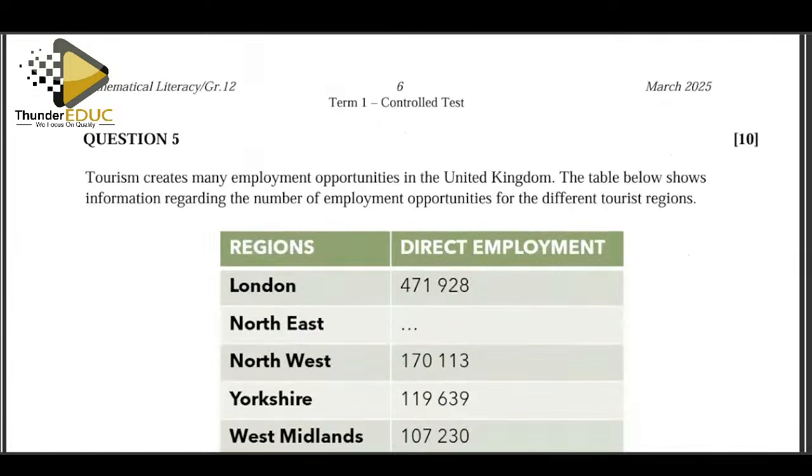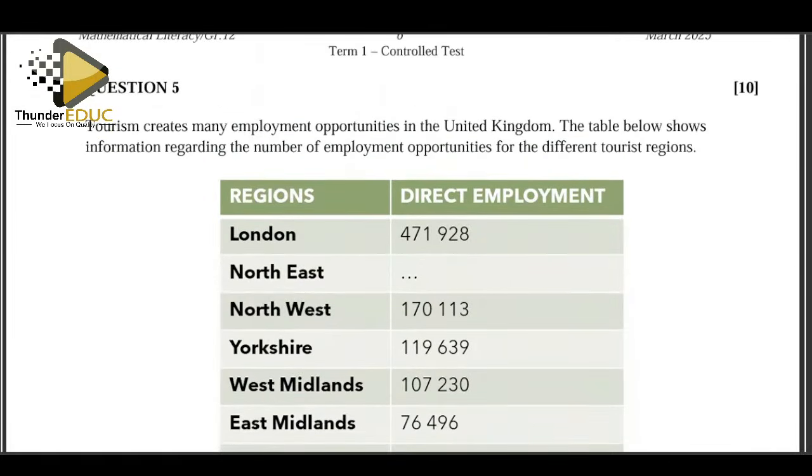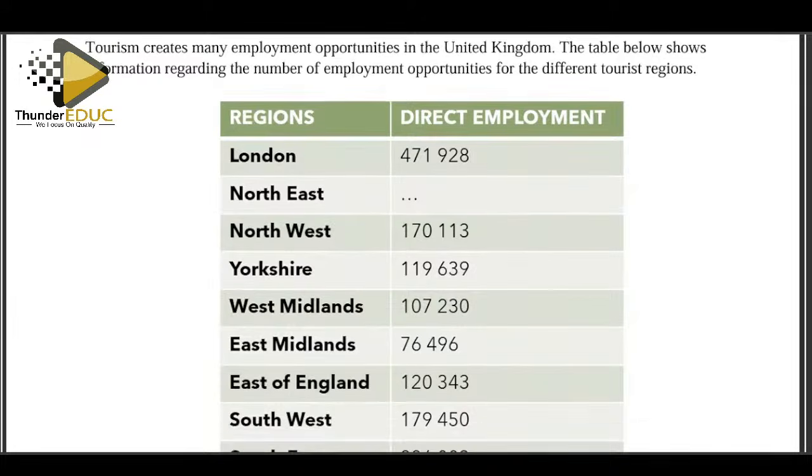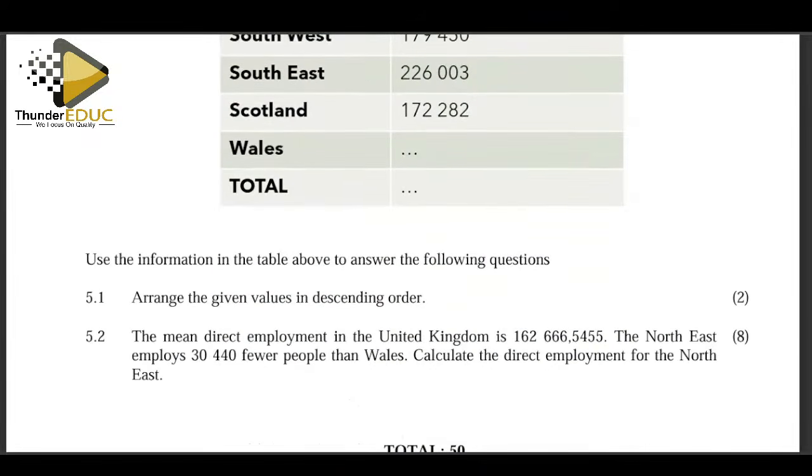Question number 5. We are looking at tourism, which creates many employment opportunities in the UK, the United Kingdom. The table below shows information regarding the number of employment opportunities for different tourist regions. The first question they ask is to arrange the given values in descending order.